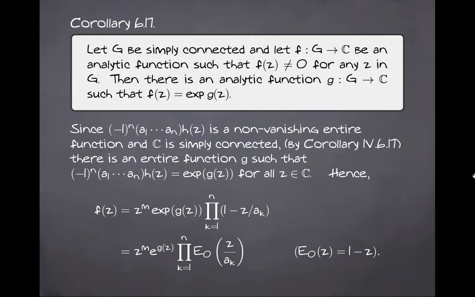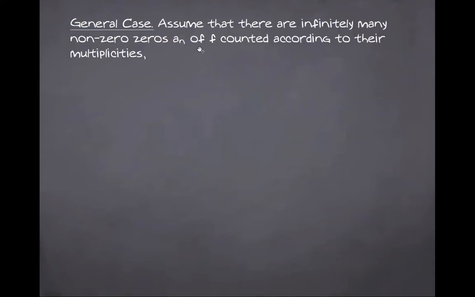Right? I hope it is clear and I am not too fast. So now we consider the infinite case. So the general case, assume that there are infinitely many non-zero zeros of f, an. So that means the sequence an is infinite. So now what is the sequence an? This an is a sequence of zeros of f. So f of an is 0 for all n. At each point an, f is 0, and all an's are non-zero, and the sequence is now infinite.